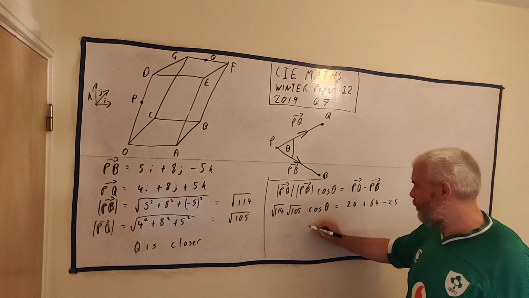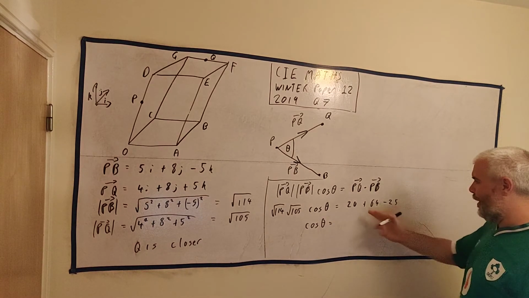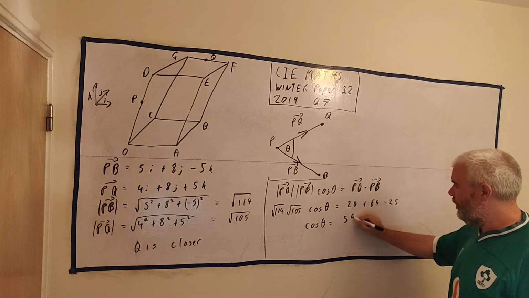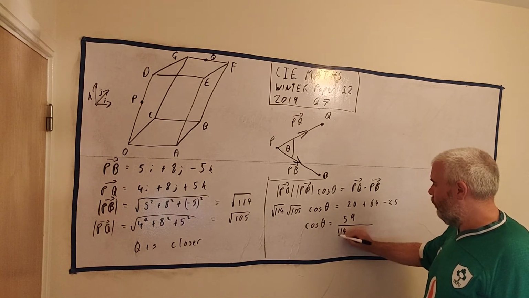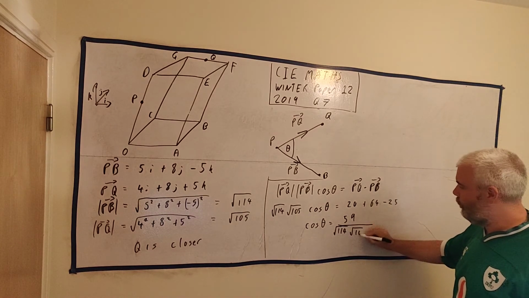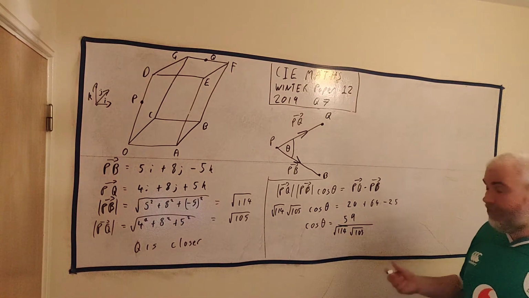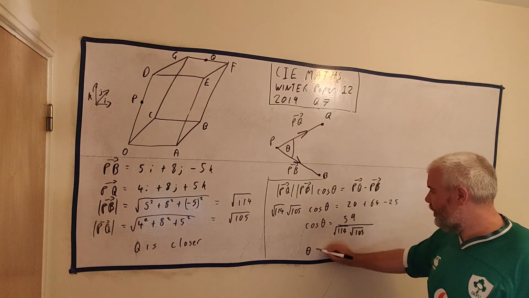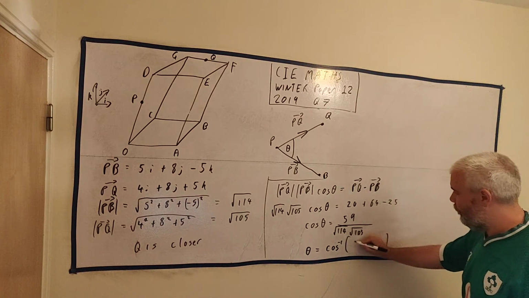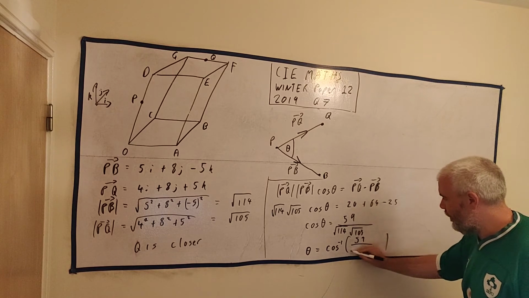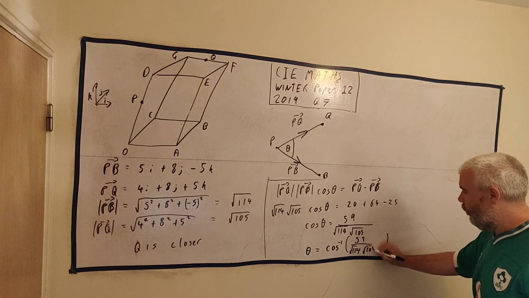Let's clean this up a bit more. We have cosine theta is equal to, add all this together, we get minus 5, we get 59. Divide by both of these lengths, we get the square root of 114 multiplied by the square root of 105. And that's it, they just want us to find the angle. So we just need to get the inverse cosine. So theta is equal to the inverse cosine of this number here. So 59, I'm sorry for squeezing this in, over the square root of 114 multiplied by 105.